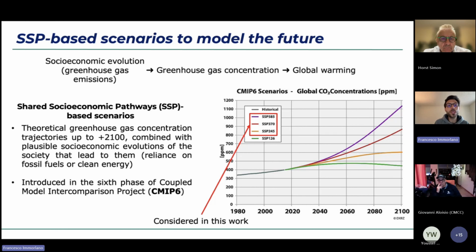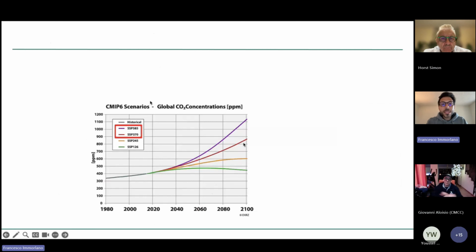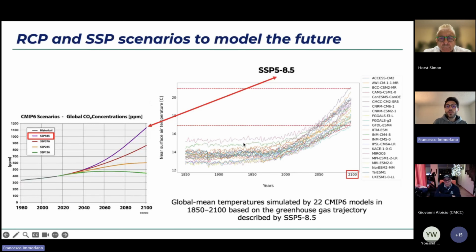They were introduced in CMIP 6, which is this international effort where several climate centers run their own climate model under a predefined set of experiments, and these highlighted in this red box are the ones considered in this work. For instance, these are the global mean temperatures projected by 22 CMIP 6 models from 1850 to 2100 for the scenario SSP 585.